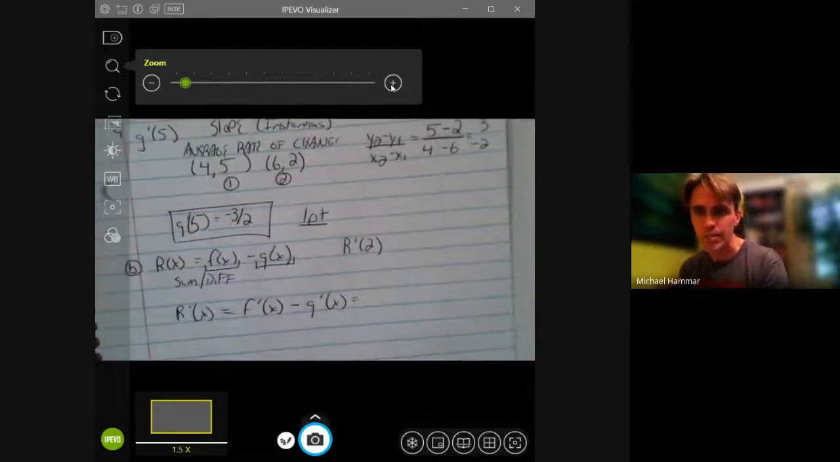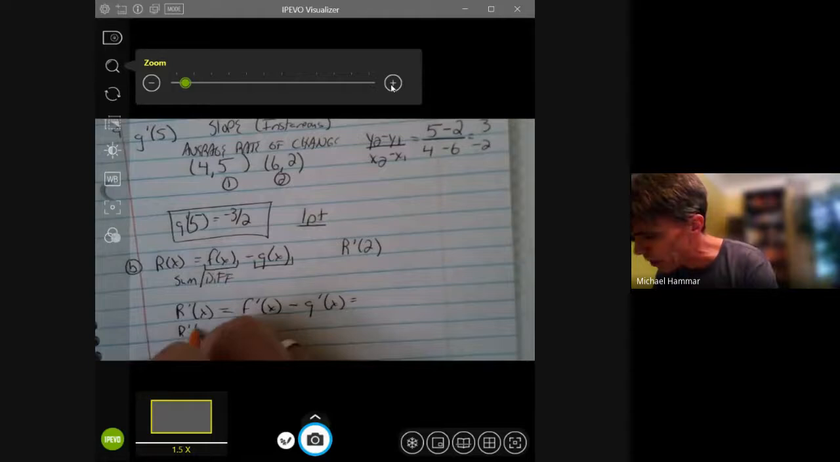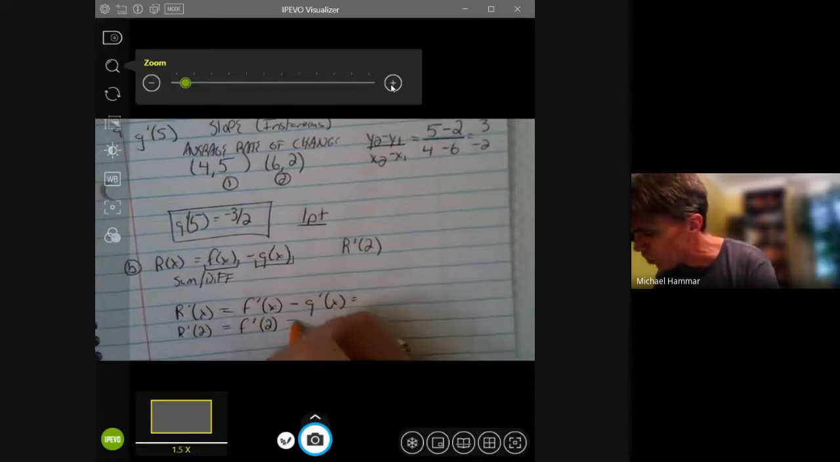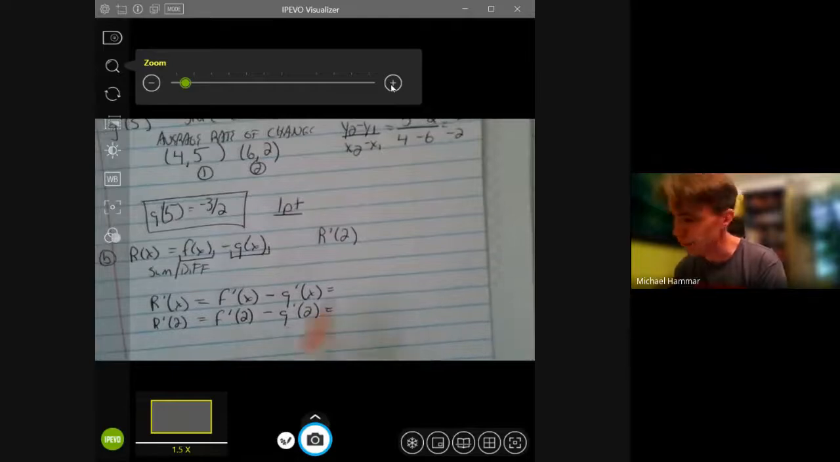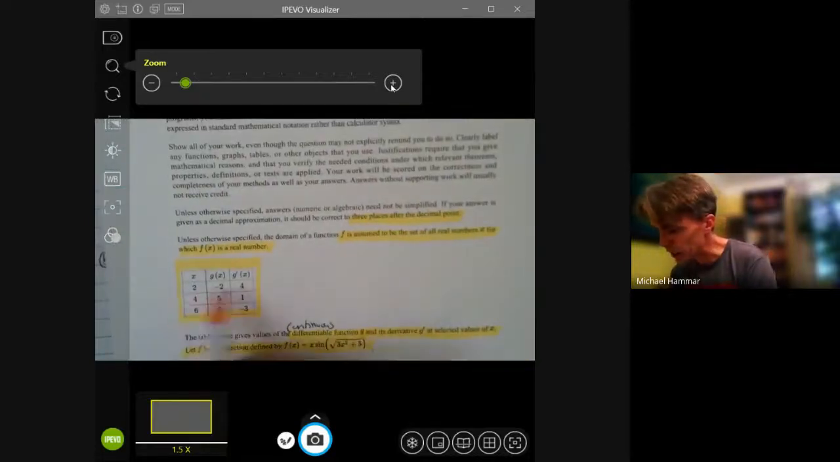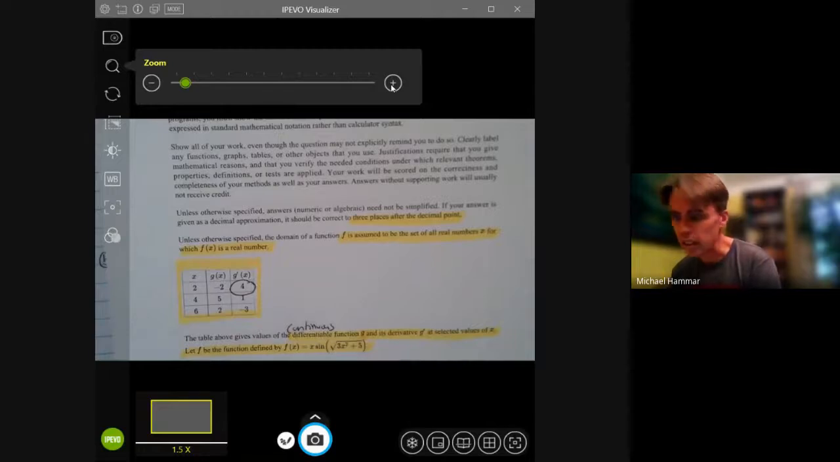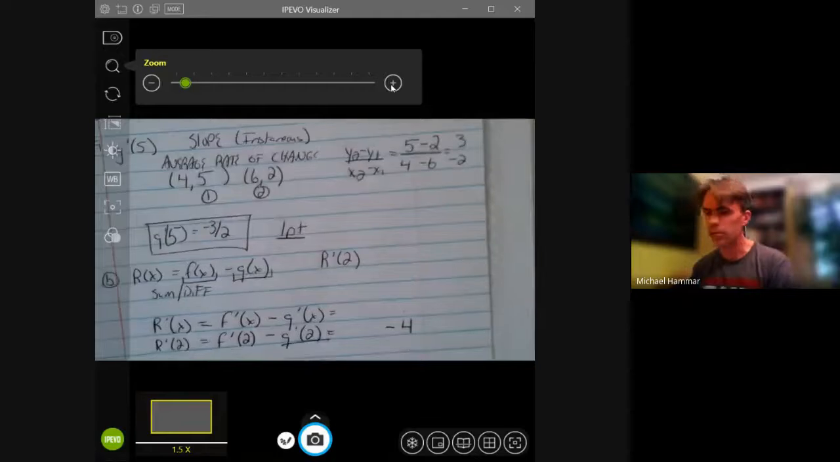Okay? Well, let's think about something here. We want to find r prime at 2. So that means I need to find f prime of 2 and g prime of 2. Now, one of them is a little easier than the other. If you remember in this problem, g prime of 2, they gave you in the table. So go up here and take a look, and we can see g prime of 2 is 4. So right away, I know we are going to subtract 4.